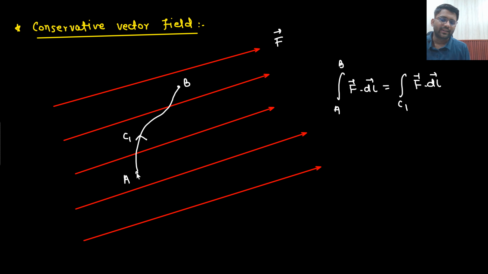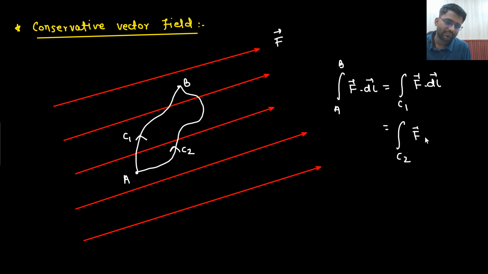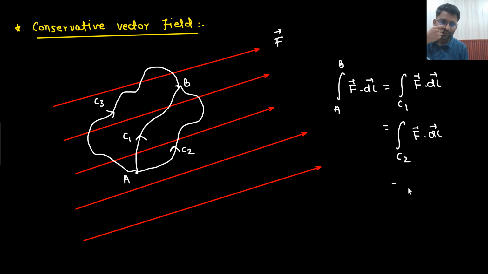Then I started moving from A to B only, but this time with the help of curve C2. Then I again moved from A to B only, this time with the help of curve C3. All of them were giving me the same result. When I calculated F dot dl over curve C1, over curve C2, over curve C3, all of them are giving me the same result.